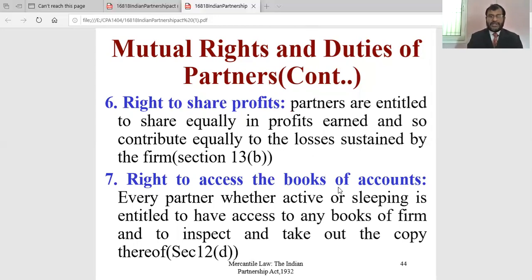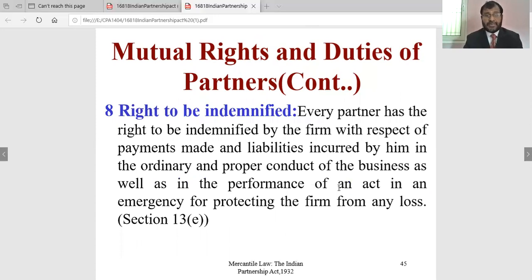Seventh right is the right to examine the books of account. Every partner, whether active or sleeping partner, is entitled to have access to any books of accounts and inspect and take a copy out of it. Indian Partnership Act, section 12, subclause D, deals with that. Mutual rights and duties of a partner: again, the right to be indemnified.